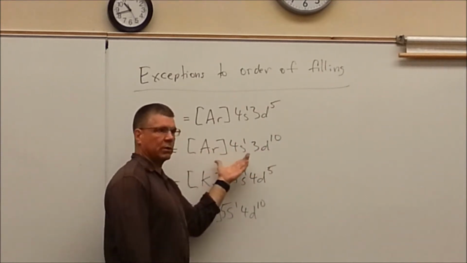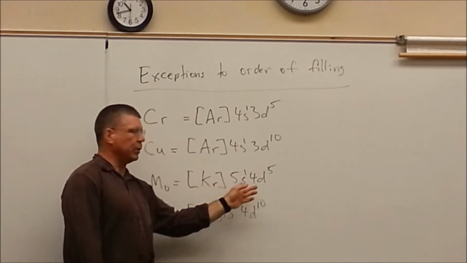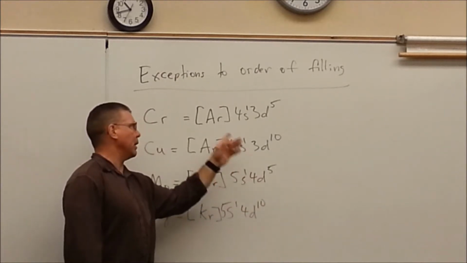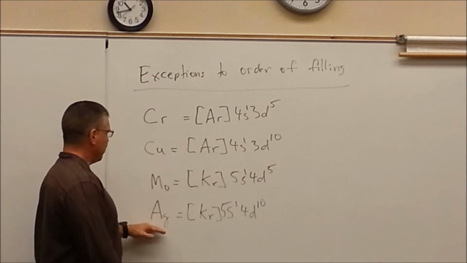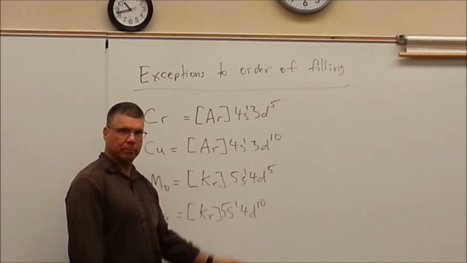And then copper we've talked about. Molybdenum's just like chromium. We have a half full subshell and a half full subshell. Only it's 5s1 4d5, not 4s1 3d5, because it's in the next row down. And silver is like copper. Half full subshell and a full subshell.